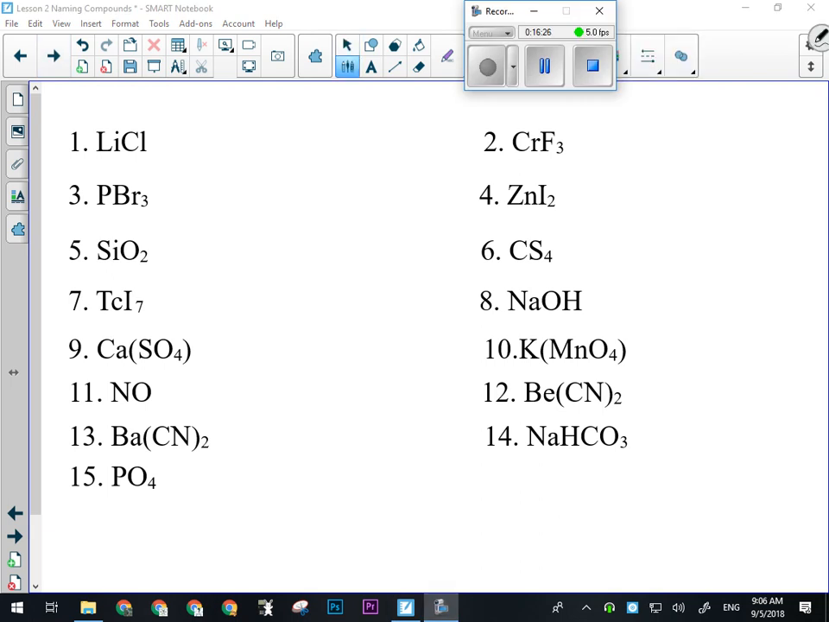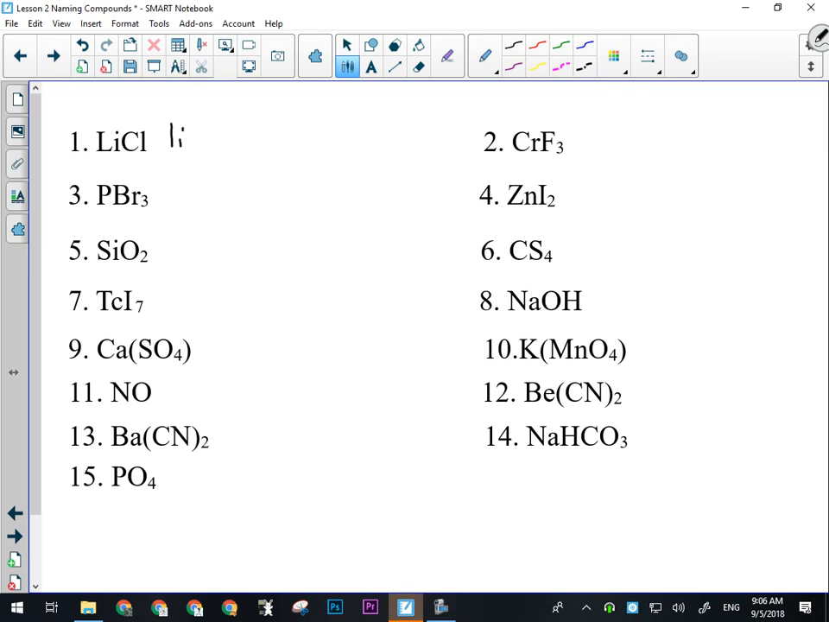Okay, so number 1, ionic or molecular? It's ionic. Lithium is a metal, okay? So we name it as such. This is simply lithium chloride. All right, for number 2, ionic or molecular?